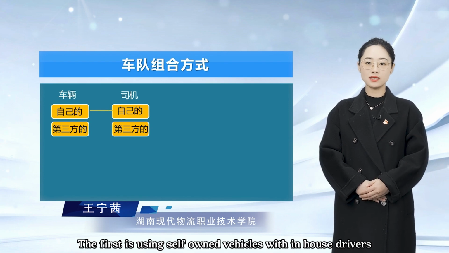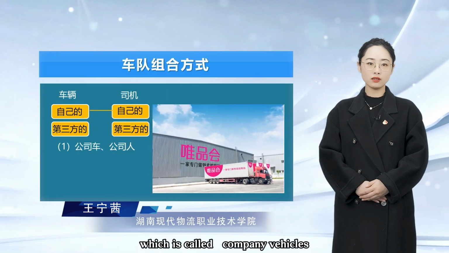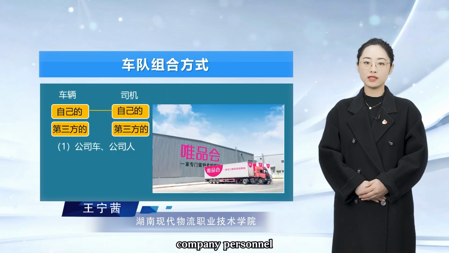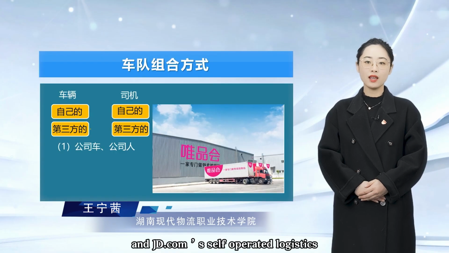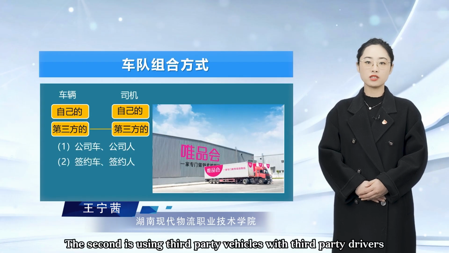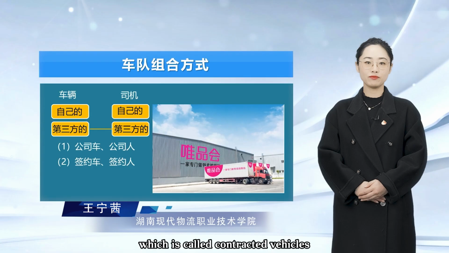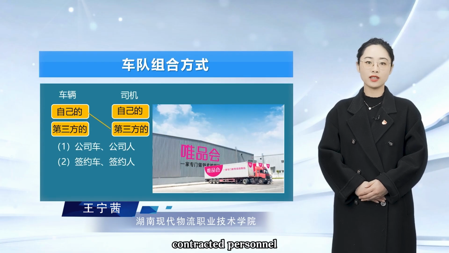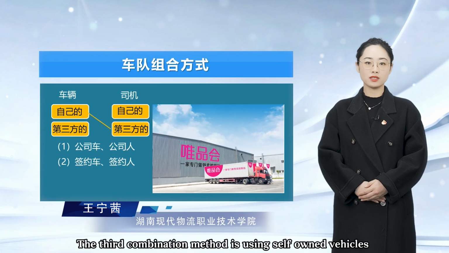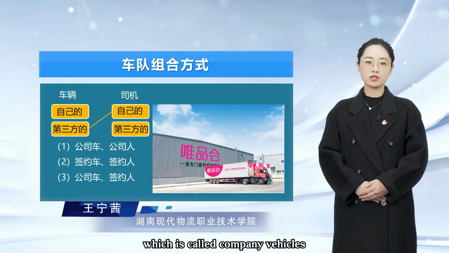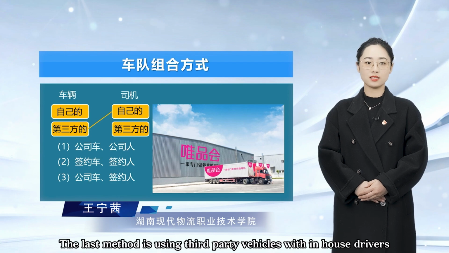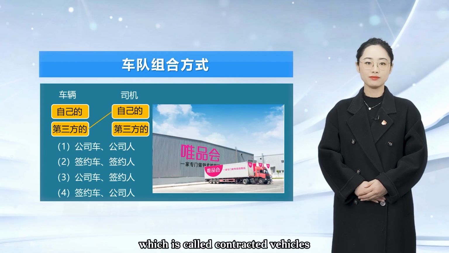The first is using self-owned vehicles with in-house drivers, which is called company vehicles, company personnel. Examples include e-commerce platforms like VIP.com and JD.com self-operated logistics. The second is using third-party vehicles with third-party drivers, which is called contracted vehicles, contracted personnel. The third combination method is using self-owned vehicles with third-party drivers, which is called company vehicles, contracted personnel.